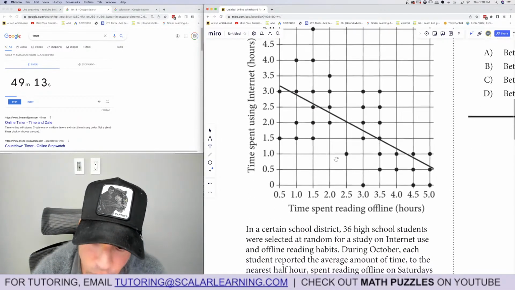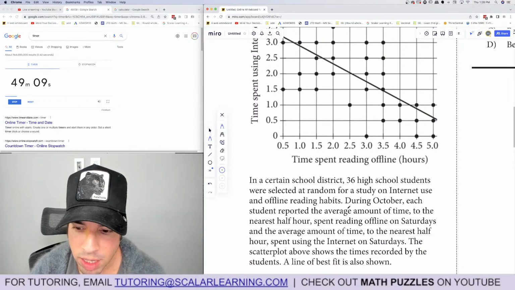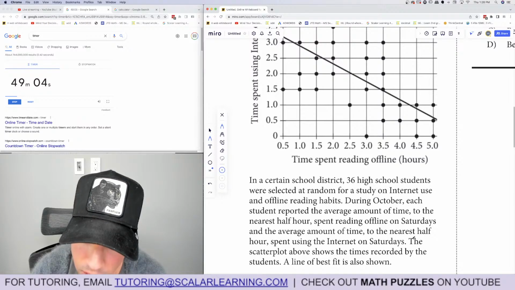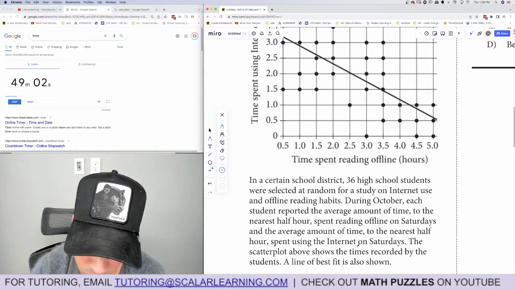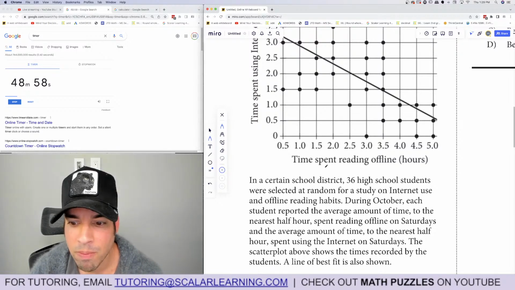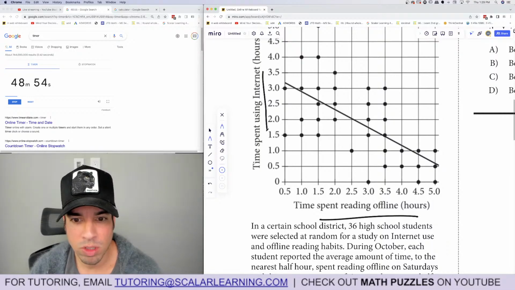Okay, in a certain school district, 36 high school students were selected at random for a study on internet use and offline reading habits. During October, each student reported the average amount of time, to the nearest half hour, spent reading offline, and on Saturdays, the average amount of time, to the nearest half hour, spent using the internet. The scatter plot shows the times recorded by the students. A line of best fit is shown. Got it. Time spent reading offline on the x-axis, time spent using internet on the y-axis.